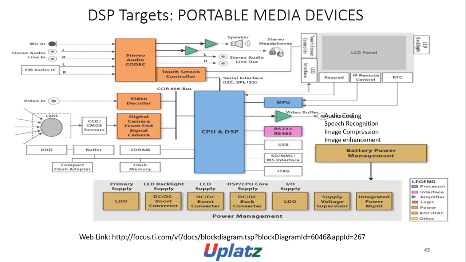The blue one is a processor, the pink one is interface, amplifier and logic are shown in pink, memory are shown in light brown, power are shown in lighter brown, ADC, DAC subtly differentiated in different colors, and others are shown in other colors.